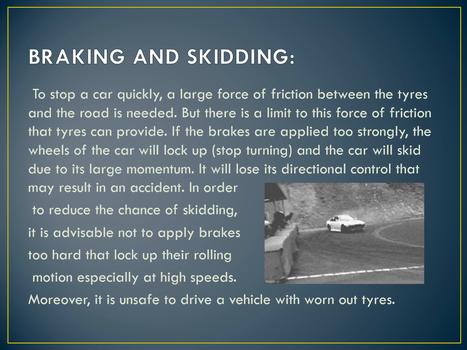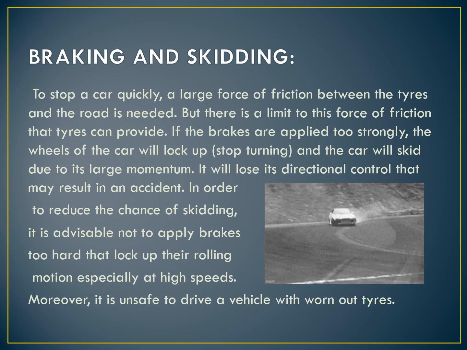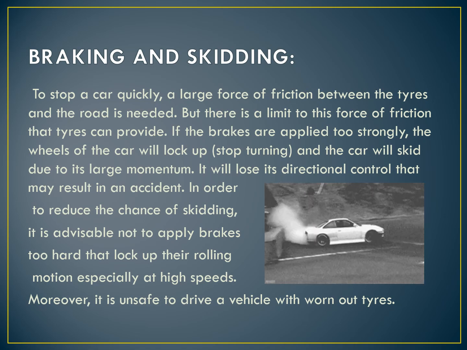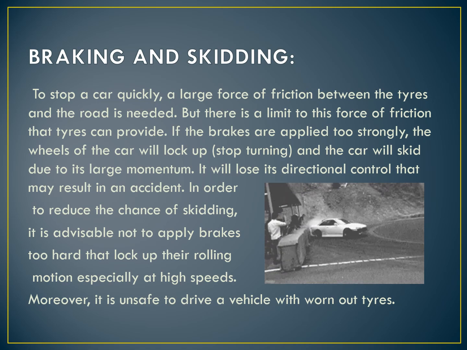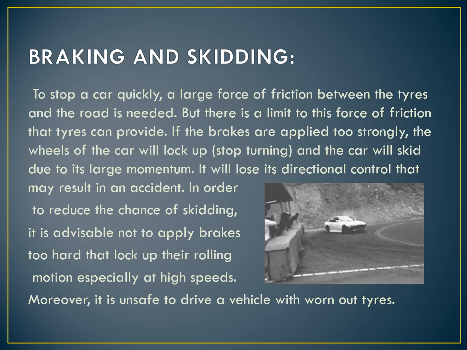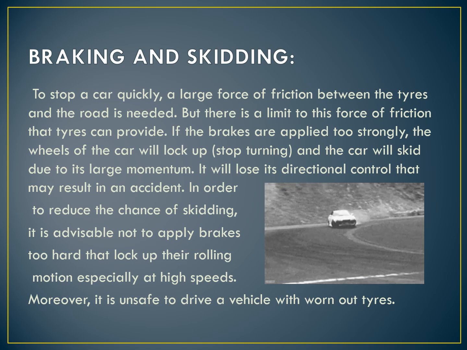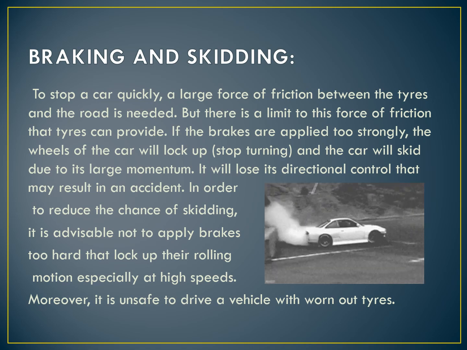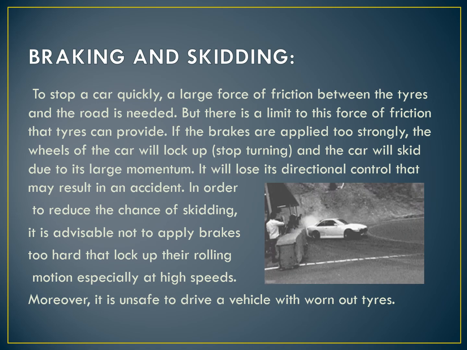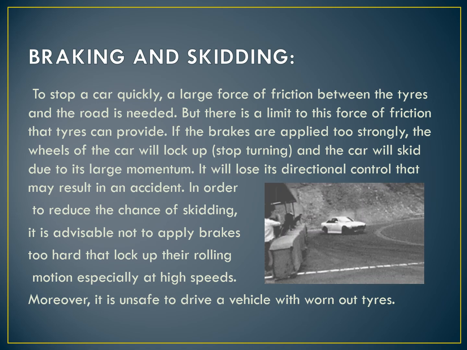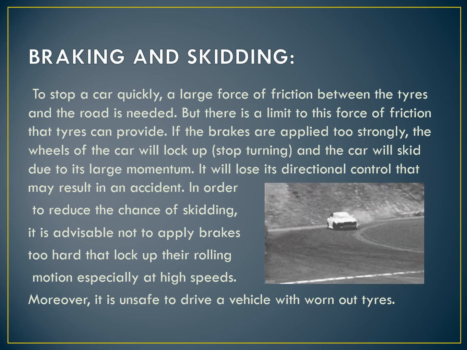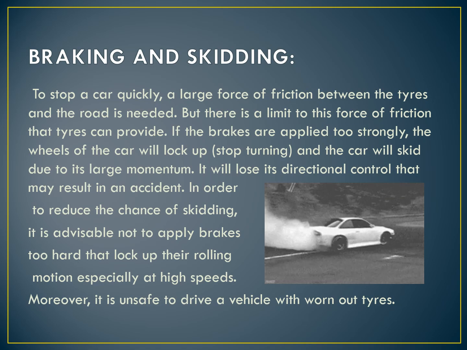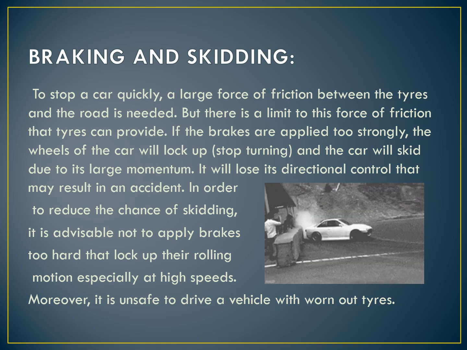Braking and skidding. If we want to stop a car quickly, then a large force of friction is required between the tires and the road. But tires can provide a limited value of friction. So, if the brakes are applied too strongly, then the wheels of the car will lock up at once, meaning they will stop rotating. But due to the large momentum of the car, as it was moving with very high speed before applying the brakes, the car will skid and it will lose its directional control, and it may result in an accident.